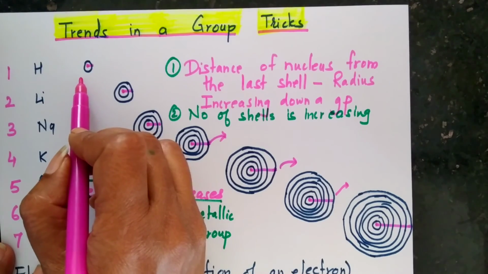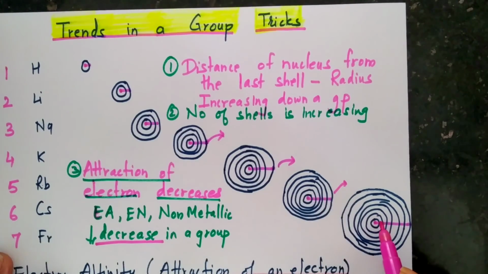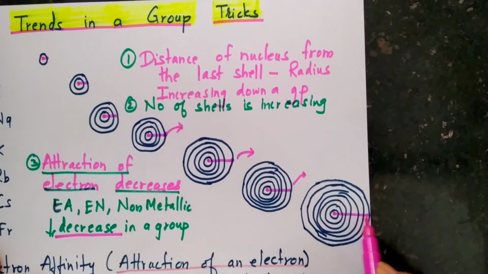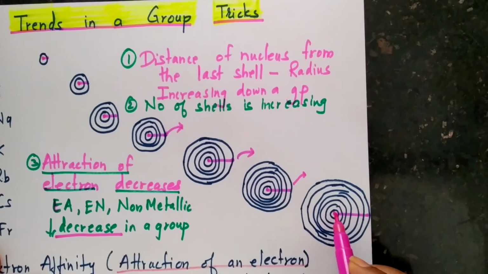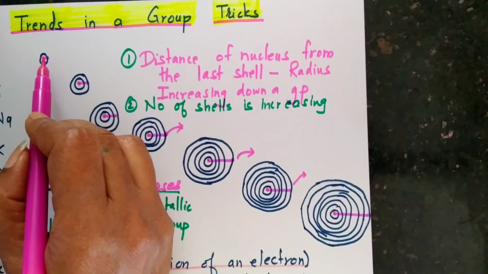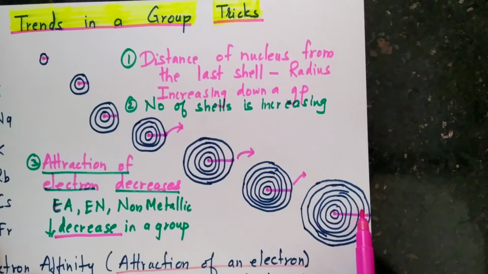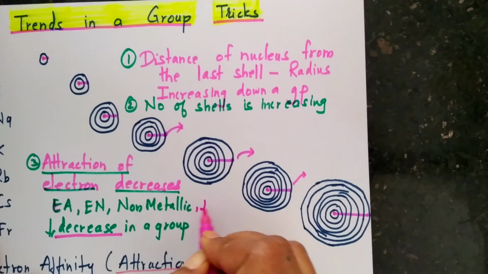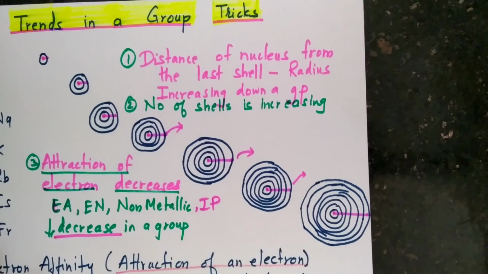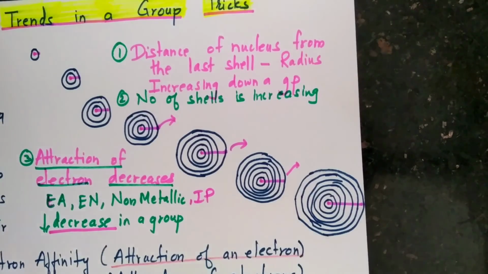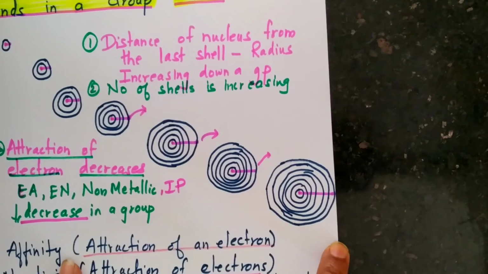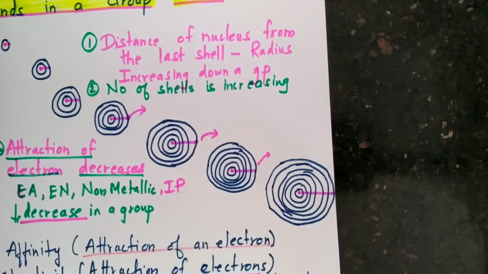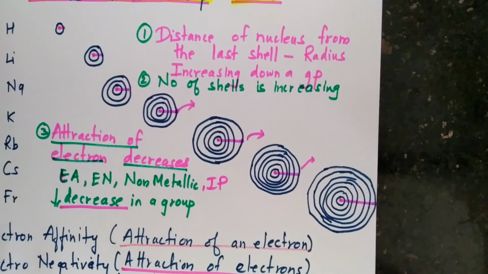But in comparison, if you talk about francium, here the distance is more, so the energy required to remove the electron will be less. So as you go down the group, the energy required will be less. So ionization potential also decreases down a group. IP is the energy required. It also decreases because the electron easily moves out. I hope you have understood. Thank you.